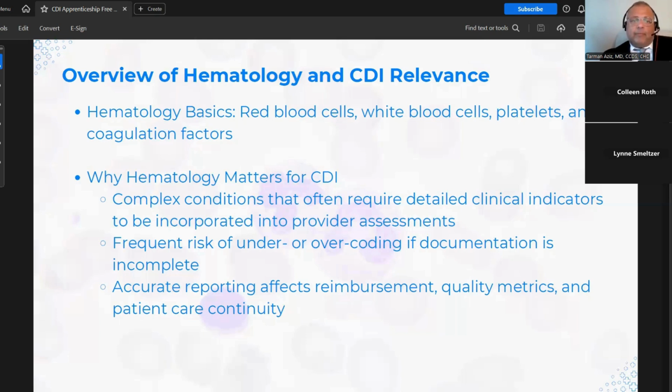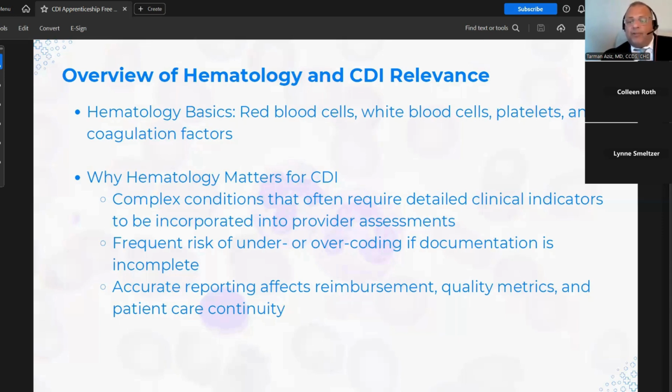hemostasis. Why does hematology matter in particular for CDI specialists? Well, part of it is that these conditions can be complicated, and the more complex they are, the more providers need to incorporate clinical indicators into their assessments to help ensure the right ICD-10 codes are picked up by CDI encoding. As such, and because providers don't always do the best job with providing such indicators, we're at frequent risk of either under or over coding, depending on how complete that documentation is, and how accurate it might be.